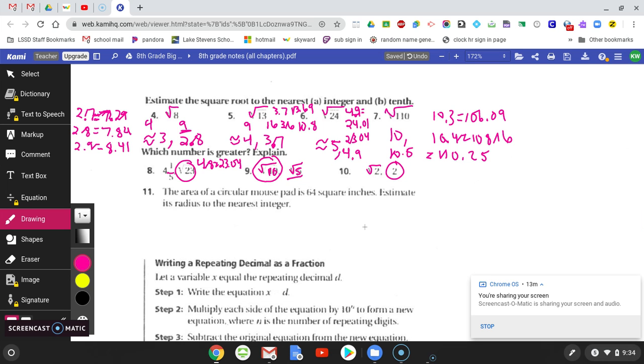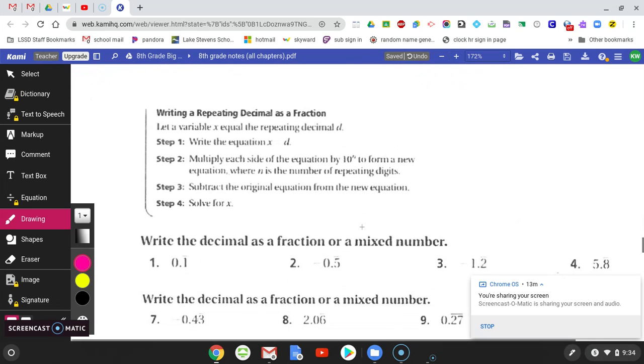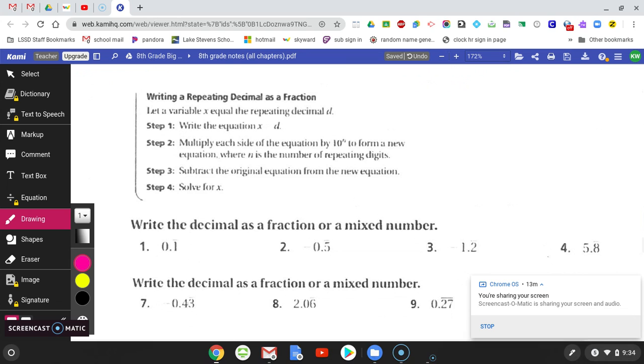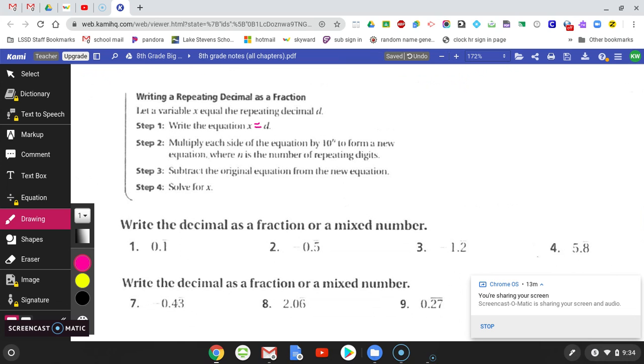Okay, so we're going to skip 11. We're going to come down to this last section. Writing a repeating decimal as a fraction. So let a variable x equal the repeating decimal d. Write the equation x is equal to d. Multiply each side of the equation by 10 to some power n to form a new equation, where n is the number of repeating decimals. And then subtract the original equation from the new equation and solve.